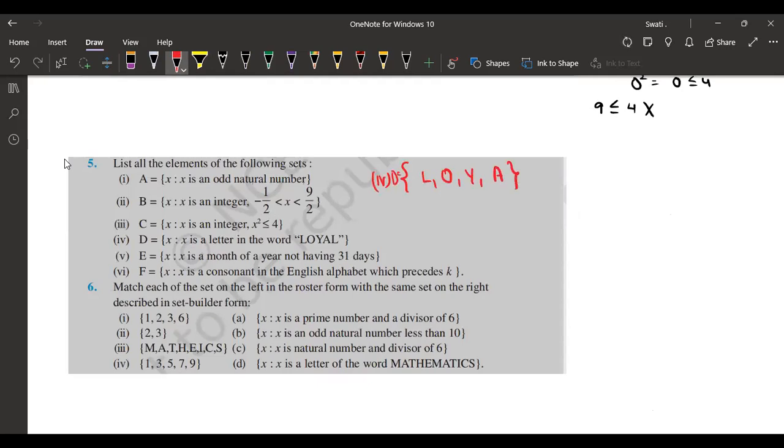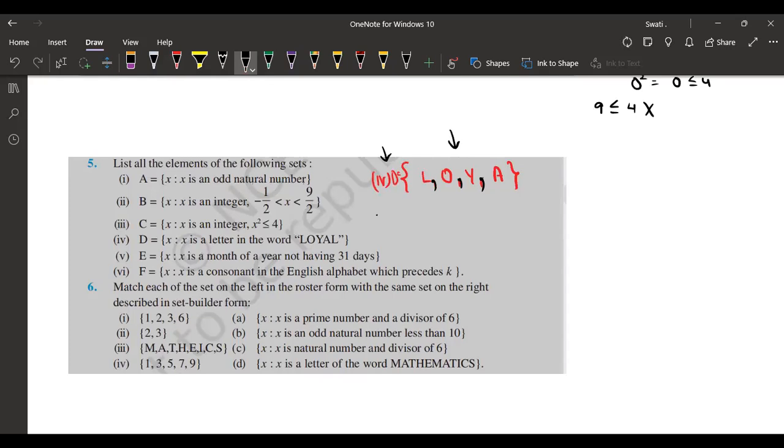It sounds like lawyer. Why not that L at the end? Because we can't repeat the elements. That is why just L, comma, O, comma, Y, comma, A. What is the important thing here? To write down these elements inside the curly bracket, separating them with commas, and writing the set with a capital letter.